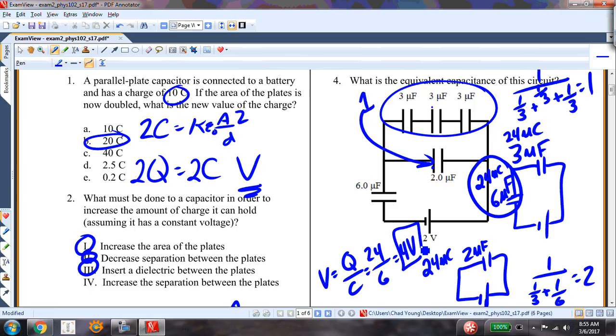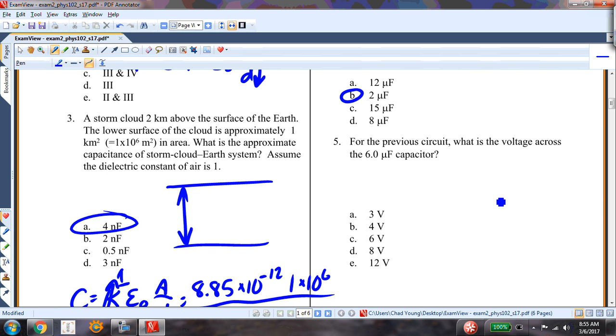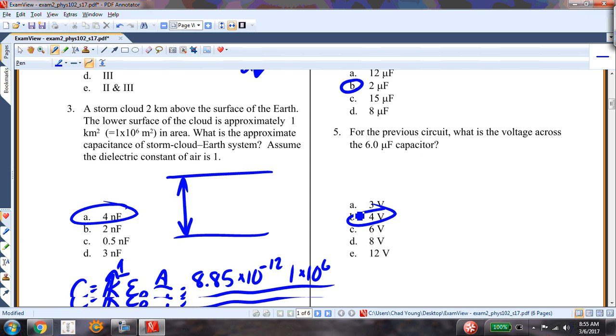Or I could look at this and say, well, I have 12 volts here. I know that I have to have 8 volts and 4 volts here because of the way the voltages are distributed. So 4 volts is the answer, B, for number 5.